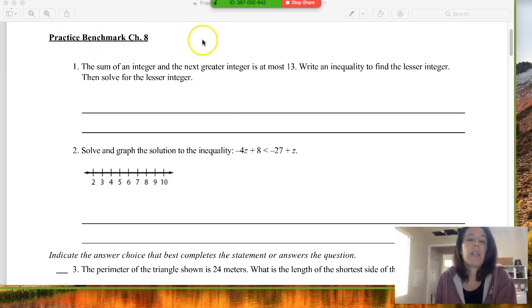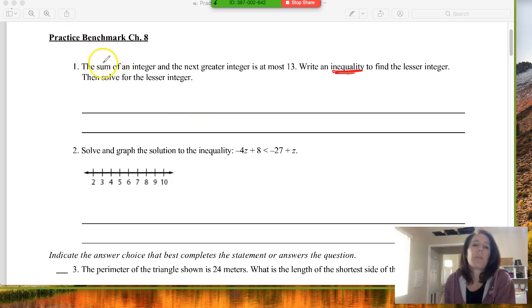The sum of an integer and the next greater integer is at most 13. Write an inequality. Inequality means less than or greater than, or less than or equal to, or greater than or equal to. So write an inequality to find the lesser integer, meaning the smaller integer. Then solve for the lesser integer.